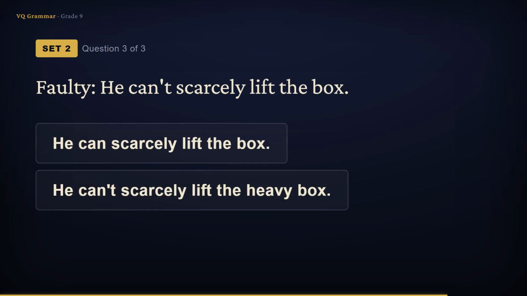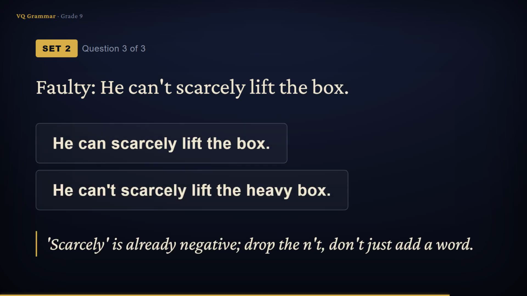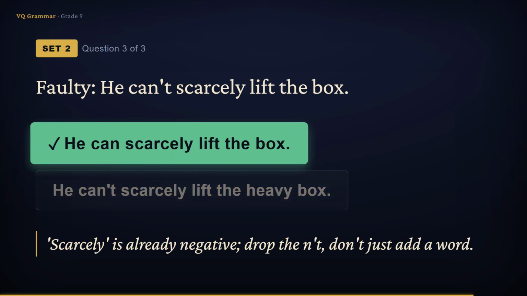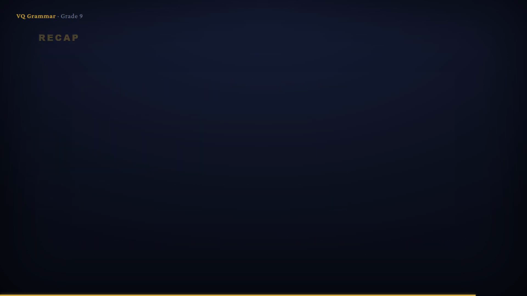He can't scarcely lift the box. Remember, scarcely is already negative, so pairing it with can't makes two. The second option just adds the word heavy, which does nothing about the double negative. The first option drops the n't, giving us he can scarcely lift the box. One negative, exactly right. So the answer here is the first option.